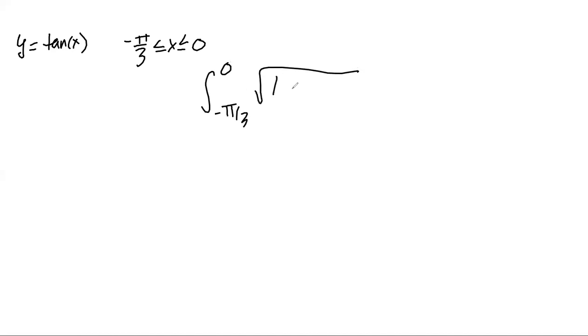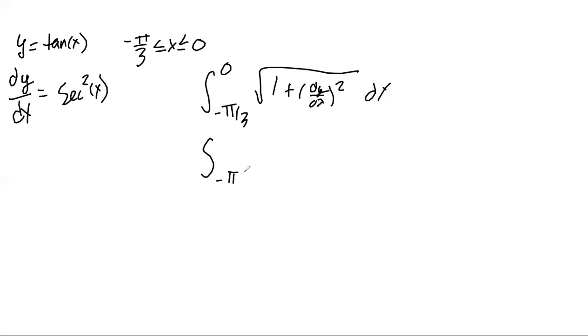Now, sometimes in my math lab, they're going to ask you just to set the problem up but not solve. So here, if you have y equals tangent of x, we're trying to find the arc length between negative pi over 3 less than or equal to x less than or equal to 0. Y is in terms of x, so we're going to have the integral from negative pi over 3 to 0 of the square root of 1 plus dy/dx squared dx. We want to find dy/dx, the derivative of tangent, secant squared x. If we square this, we have the integral from negative pi over 3 to 0 of the square root of 1 plus secant to the fourth of x dx.